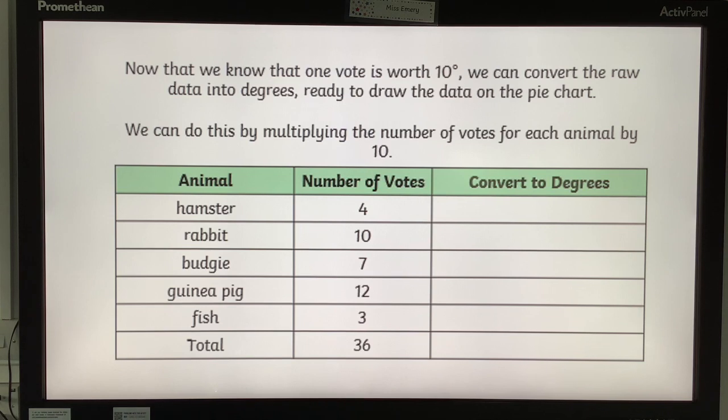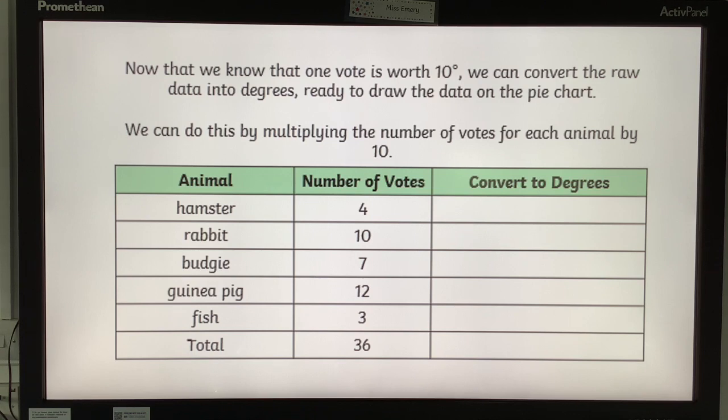So now that we've worked out our degrees by dividing our amount of degrees by our number of votes, we know that each vote is worth 10 degrees. We can then convert our data into degrees so we know how much to put on each pie chart. And we can do that by multiplying the number of votes for each animal by 10. So we know that each one singular vote is worth 10 degrees.